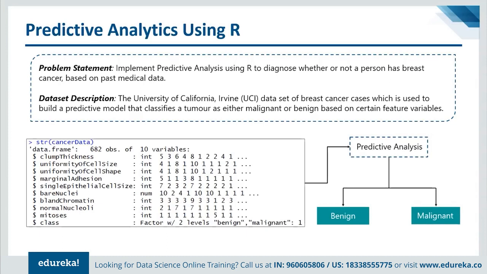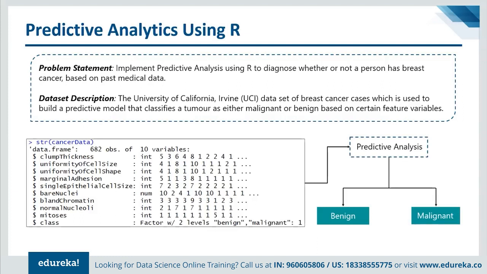Now, the data set is collected from the University of California website consisting of breast cancer cases, and we're going to use this data set to build a predictive model that classifies a tumor as either malignant or benign based on certain feature variables. These are the feature variables.